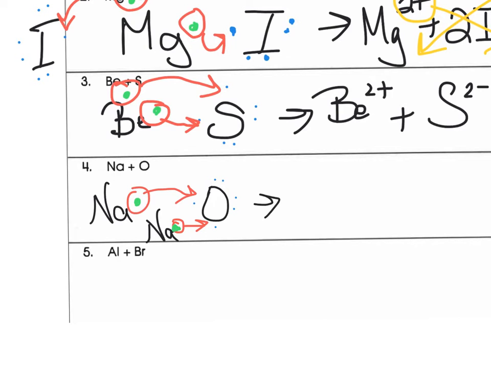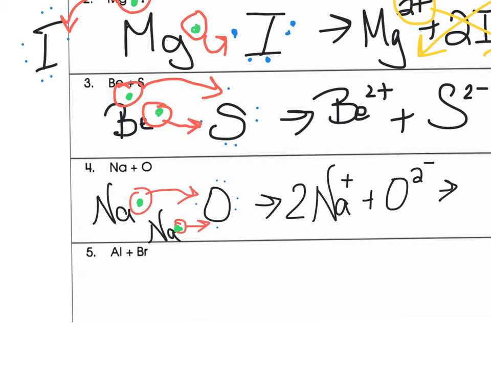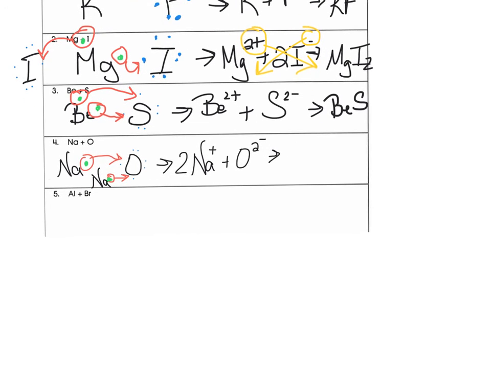Alright, and so then you have 2 sodium atoms that have been turned into ions with a plus charge, and 1 oxygen, which gained 2, so now it has a 2- charge, right? Alright, and so then our compound would look like Na2O. Okay, so we wound up with Na2O because it took 2 sodiums to bond with the 1 oxygen.